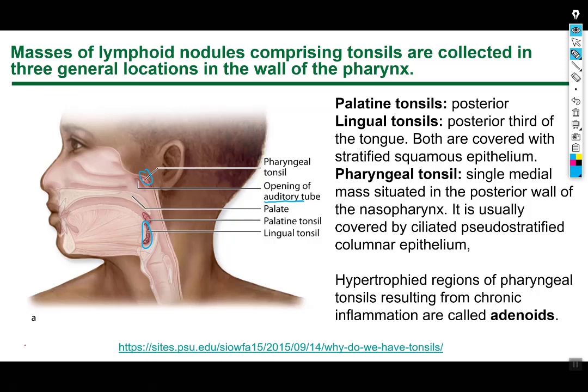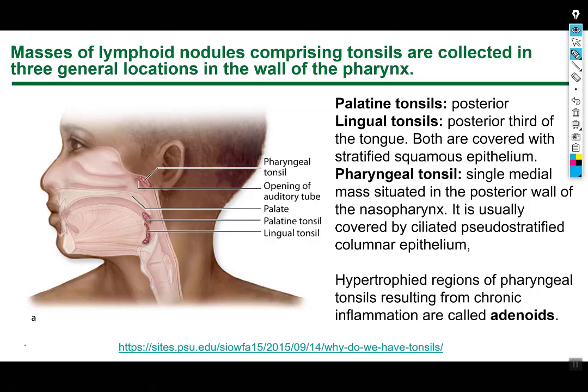And because the pharyngeal tonsil is in the nasopharynx versus the palatine and lingual, which are in the oropharynx, the pharyngeal tonsil tends to have epithelium that matches that of the nasopharynx, so ciliated pseudostratified columnar, whereas the tonsils in the palatine and lingual regions are covered with stratified squamous epithelium because that is what dominates the oral cavity. So, same general function, different epithelial covering according to location.